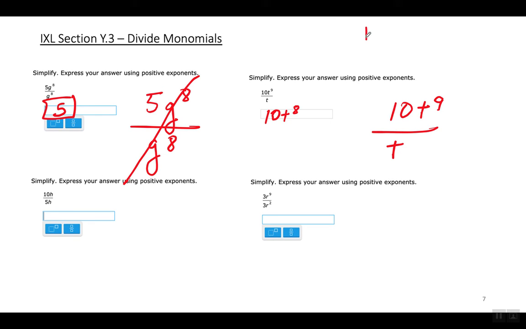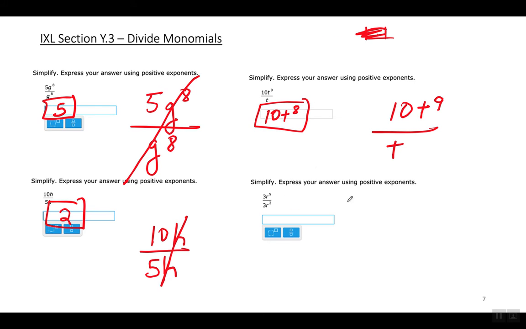And by the way, just to make sure you understand, I was going to write out all the t's, but that's going to be a lot of t's. Let me just do this one. 10h over 5h. The h's cancel out. 10 divided by 5 is 2. All right, on this one, 3r to the 9th power divided by 3r squared. The 3 divided by 3 gives you 1, so it cancels out. And r to the 9th divided by r squared, subtract their exponents, so you're going to get r to the 7th power as your answer. They get more complicated. These are the easy examples, okay?